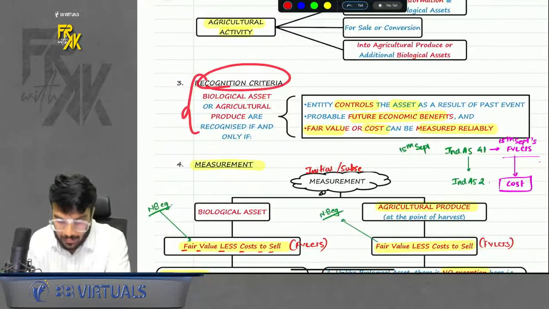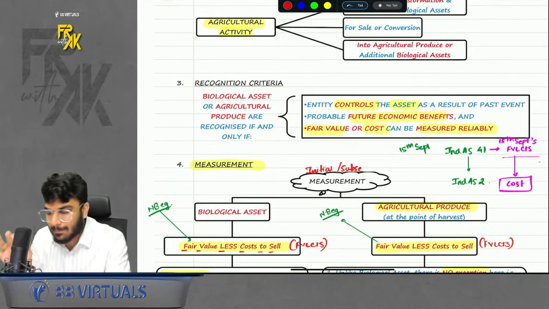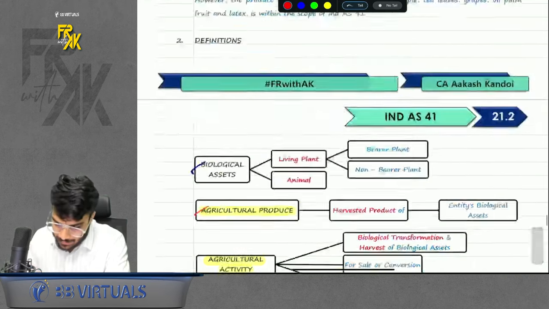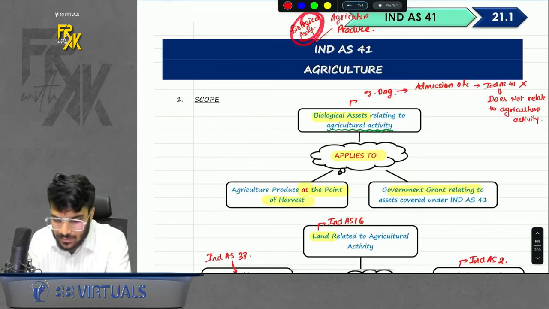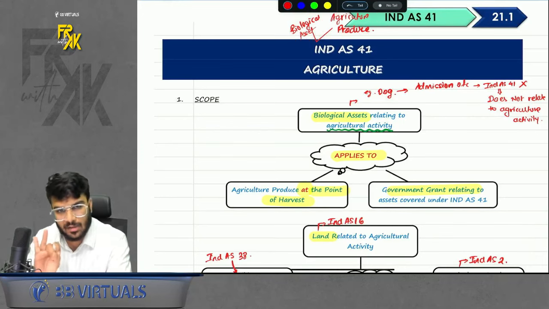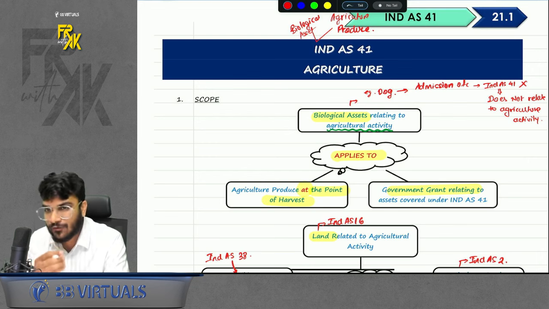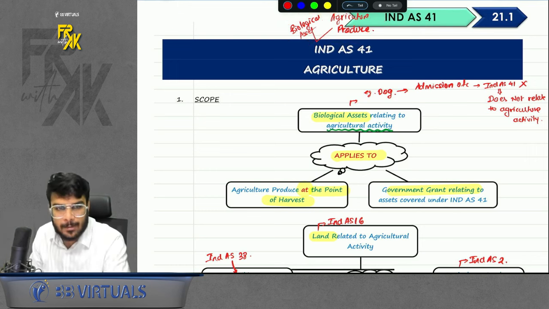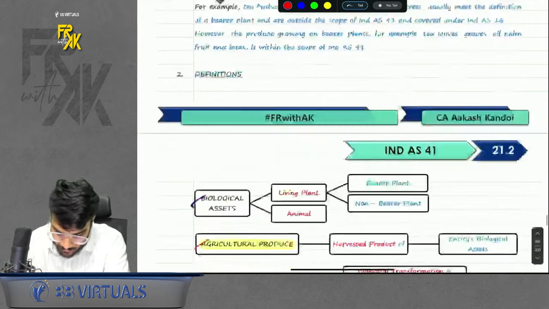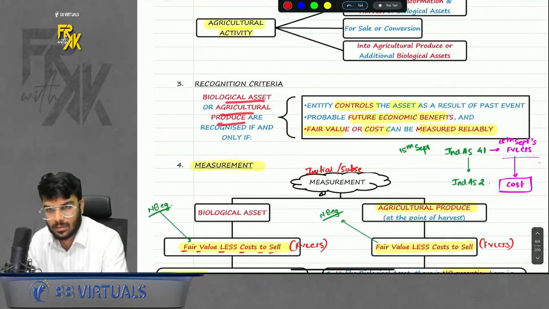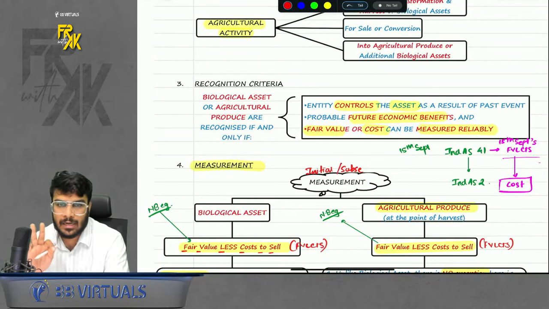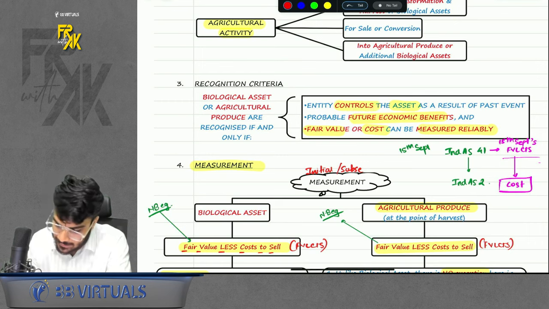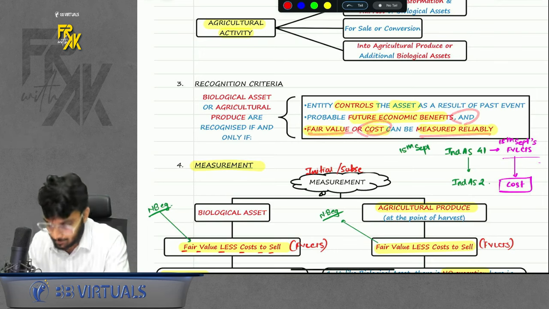Third point, recognition criteria. When will you record any biological asset or agriculture produce? See, broadly in Ind AS 41, 2 types of asset are covered: one is biological asset, one is agriculture produce. Of course, if you go in detail, in biological asset, only those other than bearer plants are covered. In agriculture produce, up to the point of harvest is covered. But broadly, these 2 items are covered. So when will you recognize these 2 items in your financial statements? 3 conditions to be met. First, you should have control. Second, there should be future economic benefits. And third, fair value or cost should be measurable reliably.